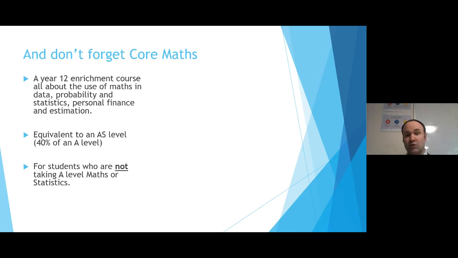With core maths, the entire course is taught in year 12 and the exam is in year 12 as well. It's worth the equivalent of an AS, which is about 40% of an A-level. You can't do core maths if you're doing A-level maths or A-level stats. But if after a lot of tonight you decide, right, I want to go and do, I don't know, let's say business studies, economics and psychology, all subjects that have some stats in them, but you don't want to do the entire stats A-level, you don't want to do maths A-level, then you could sign up for the core maths qualification.